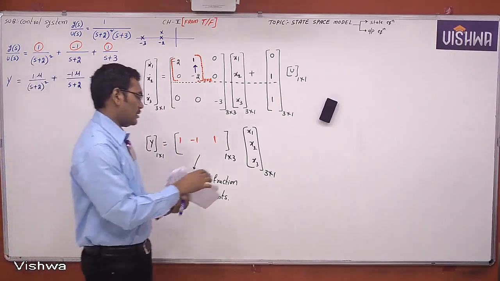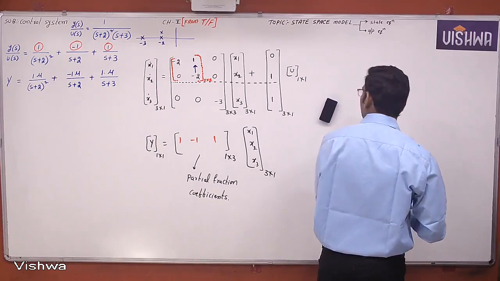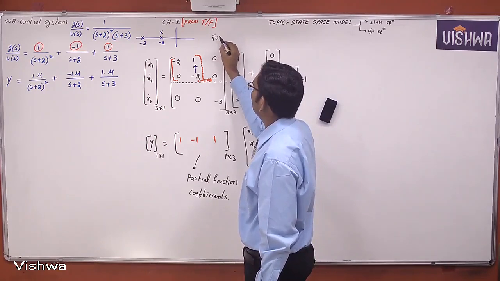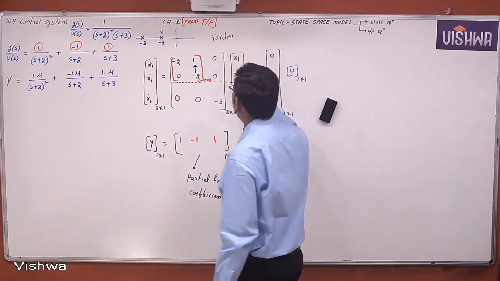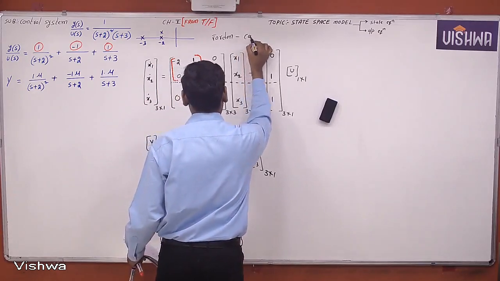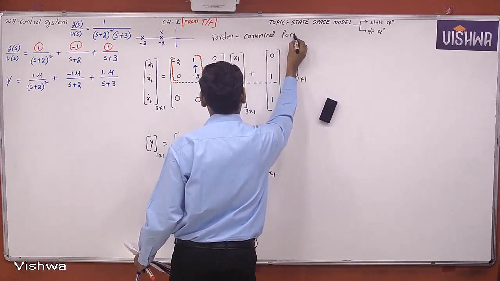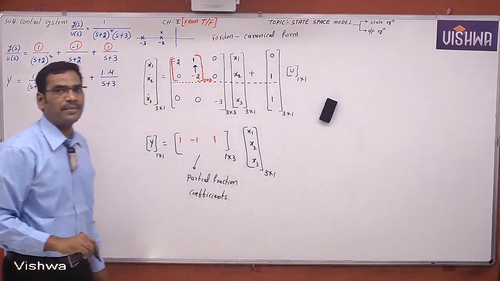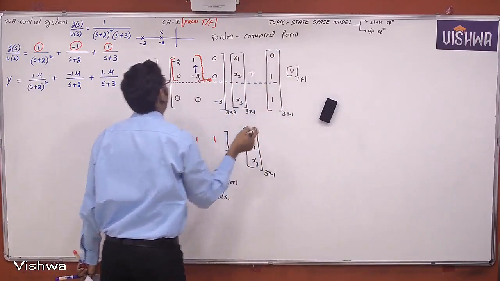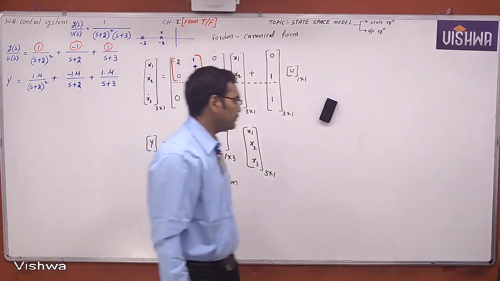Therefore, this is called Jordan representation. This block is the Jordan block. This type of representation is called a Jordan canonical form representation. Now where is the Jordan block? This is the Jordan block. Okay, note down.